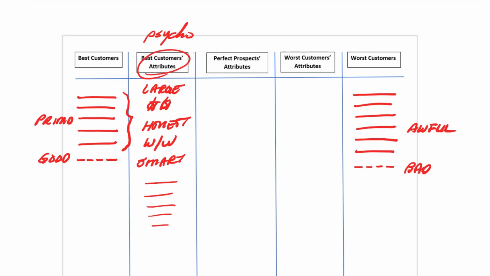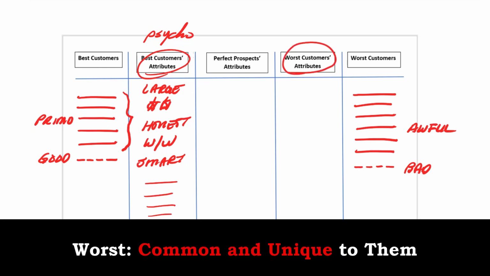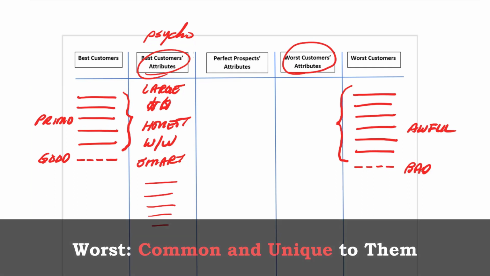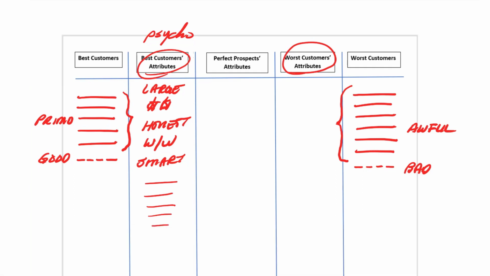Okay, and then you want to do the same thing for those who want to jump ahead. Similar thing over here with the worst customers. You want to look at them as a group. What attributes are common among them and unique to them? And I always invite people to really vent on this side.